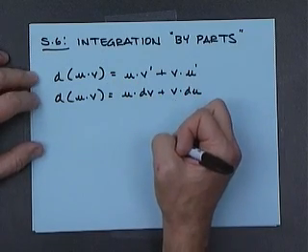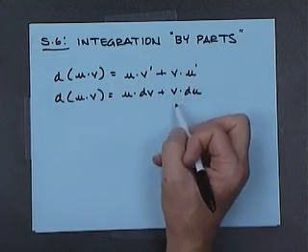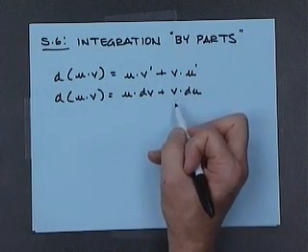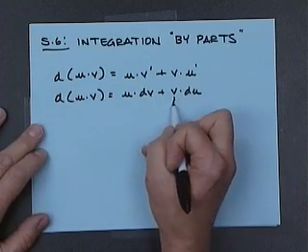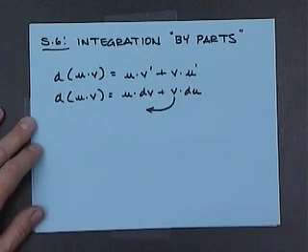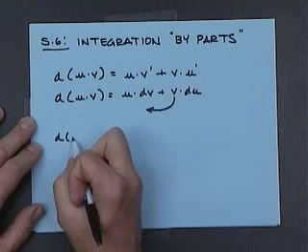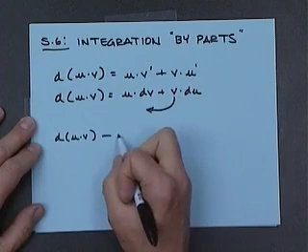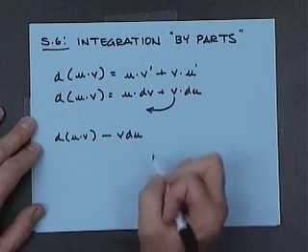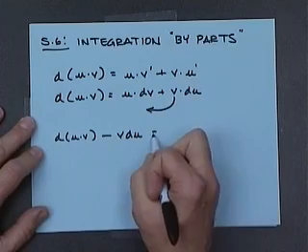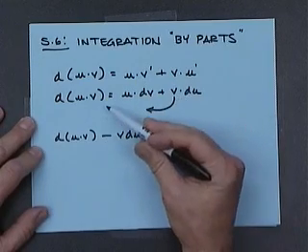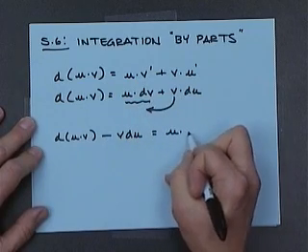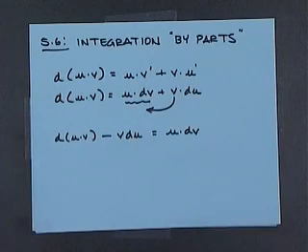One of these we want to send to the other side, so I know kind of where I want to end up with this. It really doesn't matter, but if I want to make this formula match what's in the book, I'm going to send this term to the other side. So I've got derivative of U times V minus V times du. This was positive over here, so I'm sending it to the other side, so now it's negative. And this term is by itself.